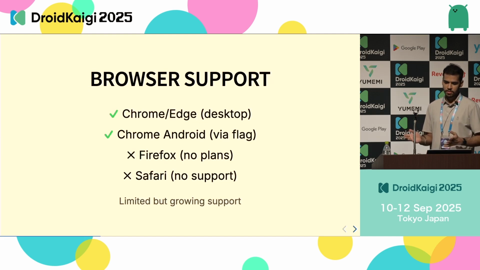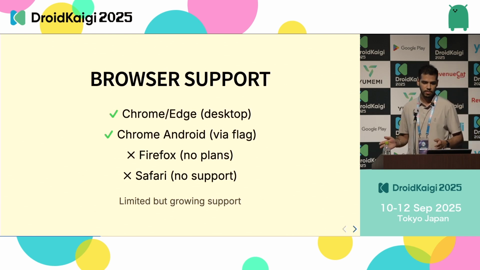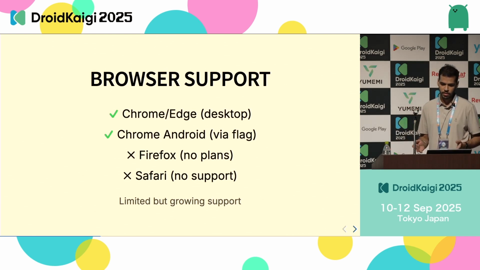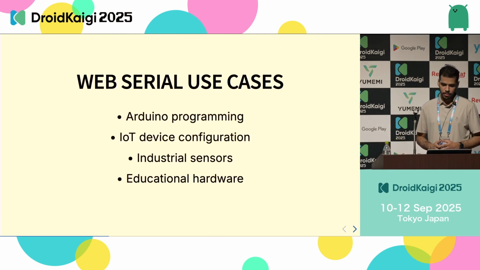If you talk about browser support, it's only Chrome and Edge. Firefox and Safari do not really support it. And if you want to use it with Android, you need to enable a flag in Chrome. But despite its limitations, you can use it for Arduino or IoT devices or educational purposes. And there's a lot of APIs being developed very rapidly on GitHub, which is a good starting point.